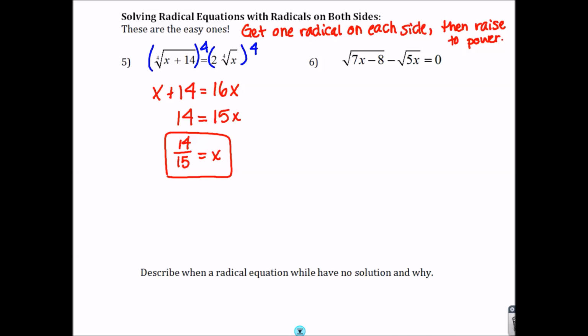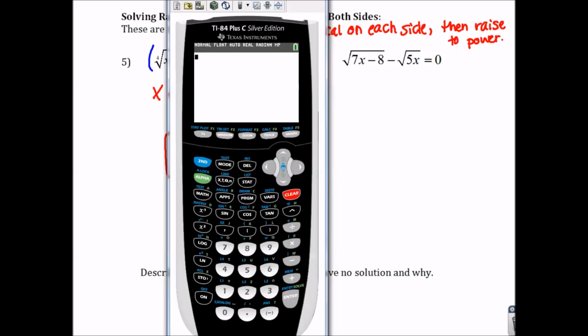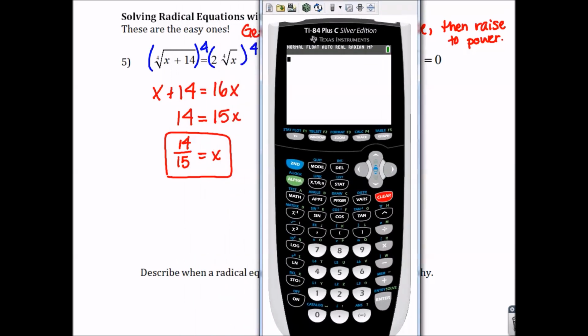Once again, you should check your answers. So even though we have a fraction as an answer, we can still use the store button. And then to type in the fourth root, you go to math and then number 5. So we end up with that decimal, and then for the right side of the equation, 2 times fourth root of x. That gives us the same decimal. So 14 over 15 is the correct answer.